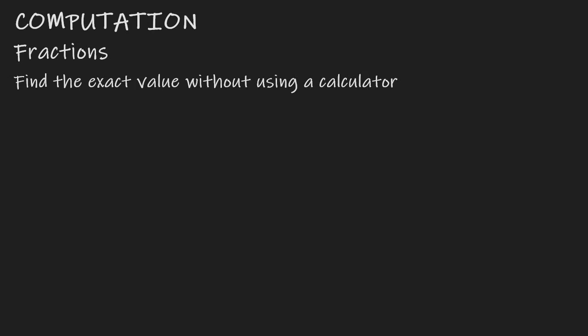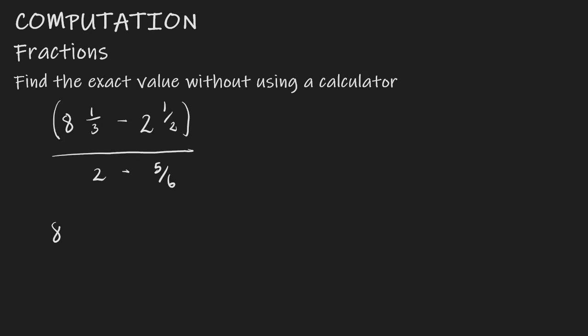In this example, we shall find the exact value, without using a calculator, of (8 1/3 minus 2 1/2) divided by (2 minus 5/6). I can rewrite this question as (8 1/3 minus 2 1/2) divided by (2 minus 5/6).